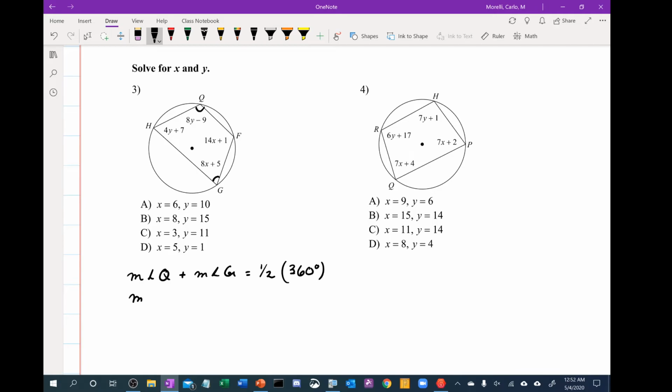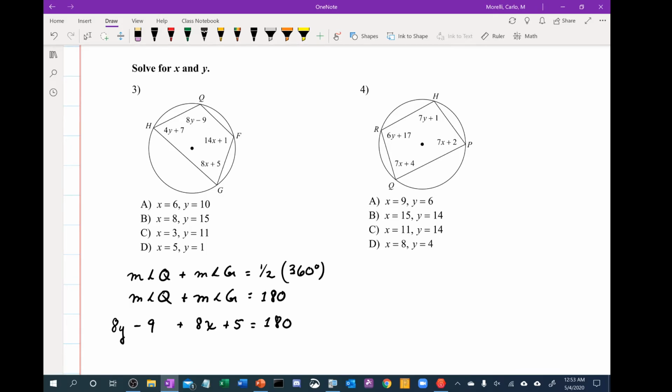So the measure of angle Q, whatever it is, plus the measure of angle G, whatever it is, equal to 180. Well, what we have to do here is form a system of equations. So watch this. We're going to take 8y minus 9 and substitute it in for the measure of angle Q. So we'll write 8y minus 9. And then for the measure of angle G, we'll substitute in 8x plus 5. So we'll do plus 8x plus 5. And that's going to be equal to 180.